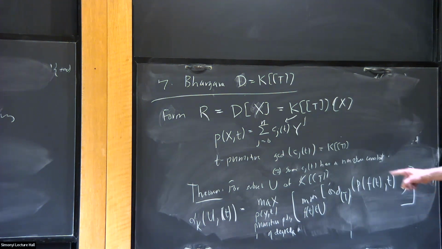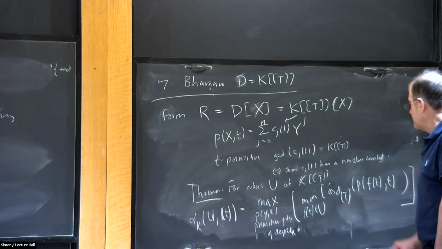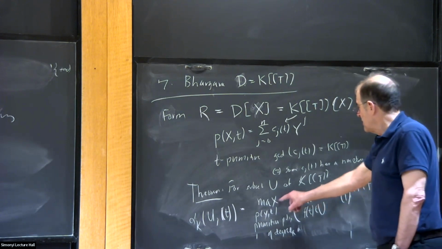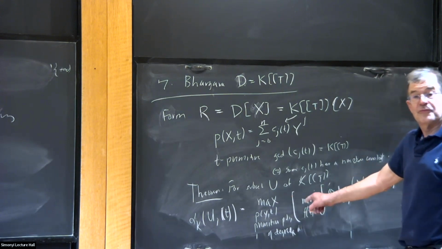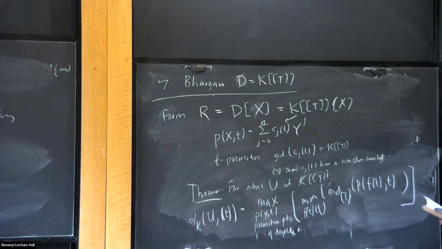The point being that the right-hand side is not defined in terms of the T sequence. It's a thing that's defined purely in terms of stuff that's in U, and it has this max min form to trap, which is what traps it.